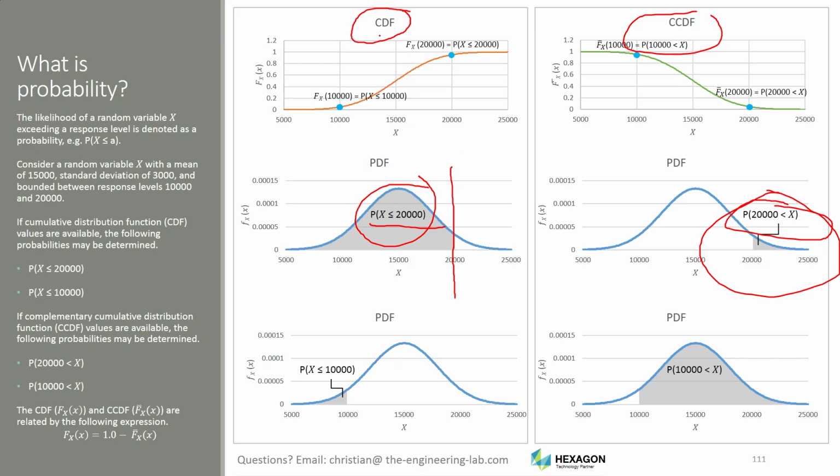Now, the probabilities that you get are CDF or CCDF values. The CDF or CCDF function is giving you the area under the probability density function. So you can think that CDF and CCDF are giving you units of area. This is very important in a moment. So units of area, you're finding the area under the curve.